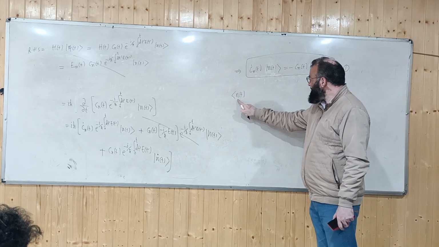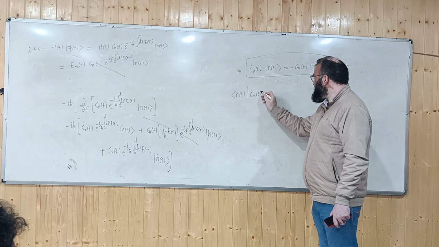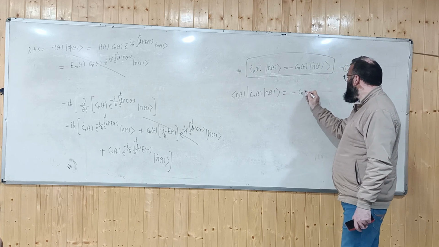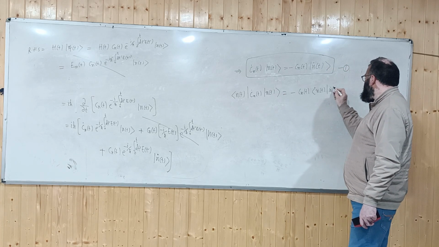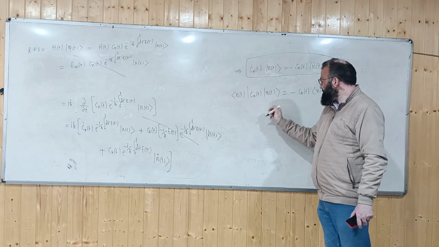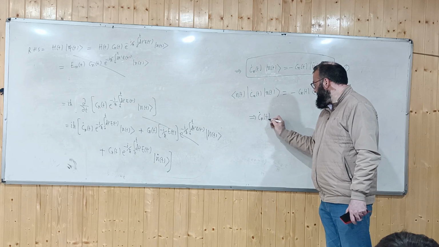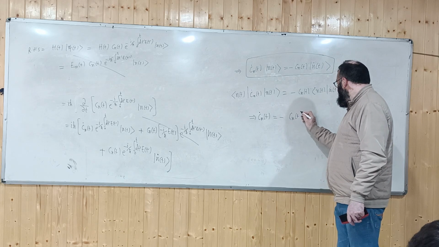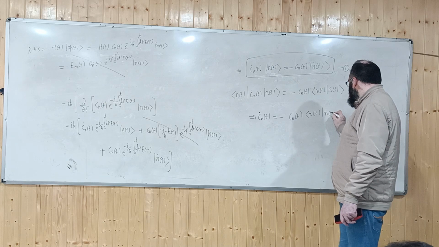So let's multiply it. So it will be something like ⟨n(t)| ċ_n(t). Then you have this ⟨n(t)|, so that is minus c_n(t) ⟨n(t)|ṅ(t)⟩. Clear? Now ⟨n(t)|n(t)⟩ is 1, so it implies simply ċ_n(t) is equal to minus c_n ⟨n(t)|ṅ(t)⟩.